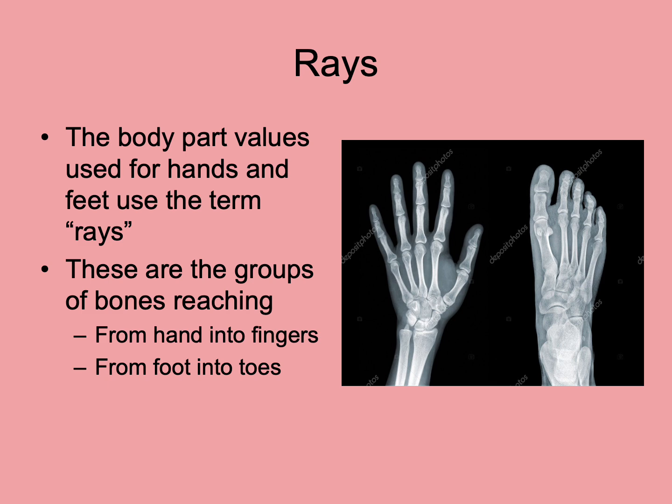So these areas use the term rays. The body part values used for hands and feet use the term rays. These are groups of bones reaching from the hands into fingers. You can see here, here's the hand, and it goes into the finger. So it's groups of bones stacked on one another from the hands into the fingers, and then from the feet into the toes. Again, groups of bones. So these are used a lot in these.